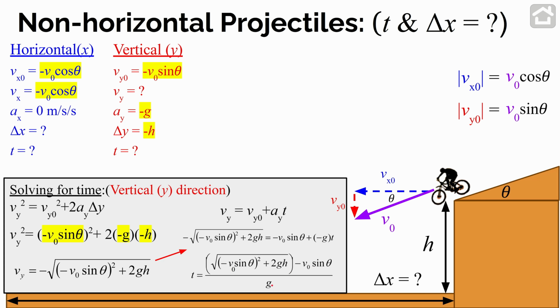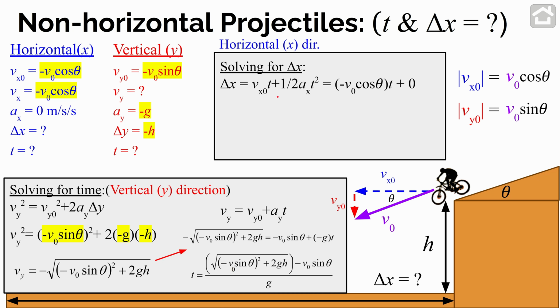Well, now that we have an expression for time, we can now find an expression for the horizontal displacement. So we're looking at the horizontal part of the motion. So here's our second kinematic equation that will allow us to solve for displacement. Displacement is equal to the initial velocity in the x direction multiplied by time plus 1/2 times the acceleration in the x direction multiplied by time squared. Well, remember, in the x direction there is no acceleration, so this whole term goes to 0. So we just get initial velocity in the x multiplied by time.